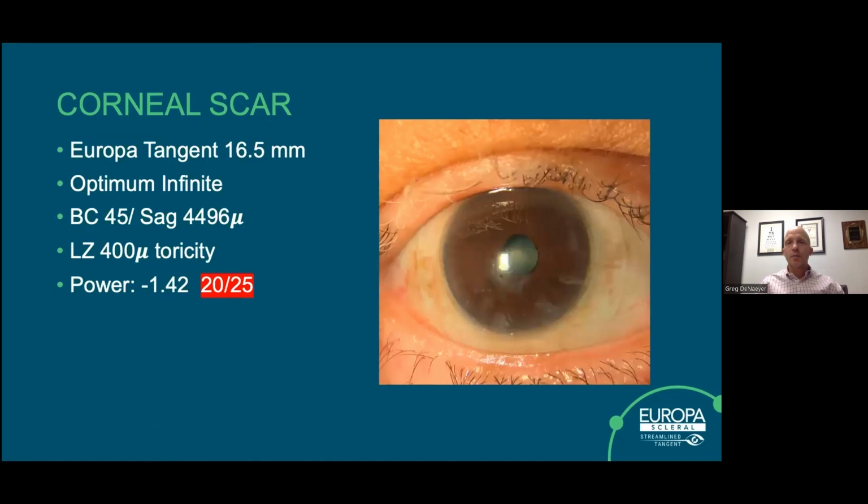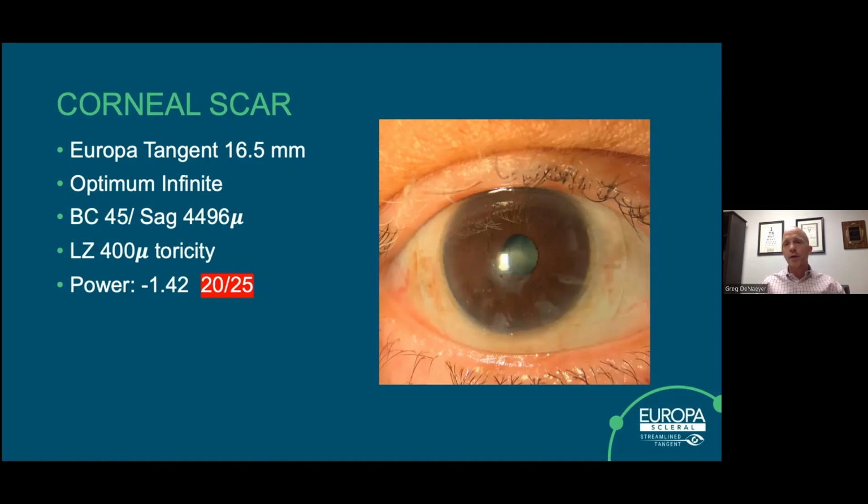I did fit her with the Europa Tangent scleral design, 16.5 millimeter diameter. I did utilize the Optimum Infinite material, which is a hyper Dk material that allows us to maximize oxygen to the eye. And this is especially important for this patient because she does have the mild guttata. With the base curve of 45 diopters with approximately 4,500 microns of sag, it easily cleared her corneal surface. And I did, of course, incorporate 400 microns of landing zone toricity so that we can evenly land that lens on the patient's bulbar conjunctiva scleral surface.